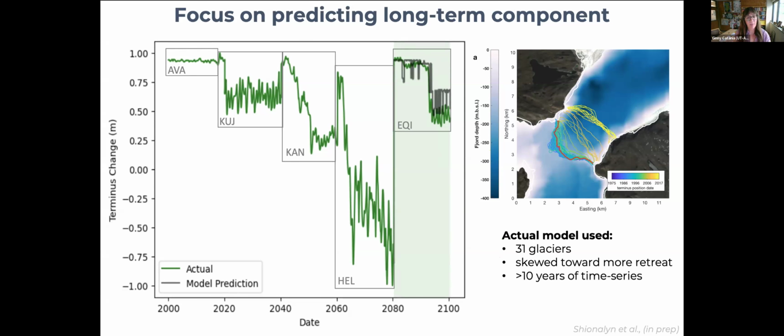And so we skewed our population more towards retreat, and we required that there was more than 10 years of a time series so that we're not capturing the time series right in the middle of the retreat that's happening. We wanted to be able to see the before the retreat, during retreat, and after retreat. So again, this curation of very long time series data is super important to our work.